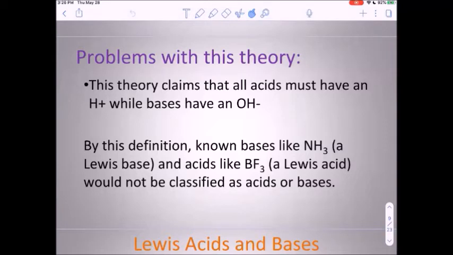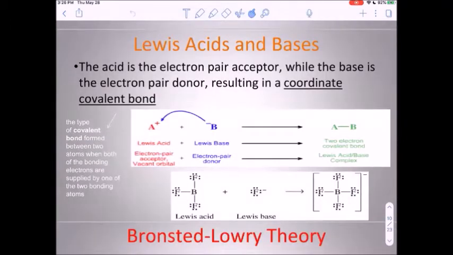By this definition, things that we know to be bases, like our NH3, which is a Lewis base, or an acid like BF3, which is considered a Lewis acid, would not be classified as either an acid or a base. So going forward, Lewis acids and bases, we have an electron pair acceptor, while the base is the electron pair donor. And it results in a coordinate covalent bond. And if you remember what this is from way back when we were doing our Lewis dot structures, a coordinate covalent bond is what happens when you have two atoms that are bonding together and one of them is supplying both of the electrons used in that bond. Typically, you'd have each sharing one electron, but in some cases, one atom shares both electrons in order for the bond to form. That is a coordinate covalent bond.